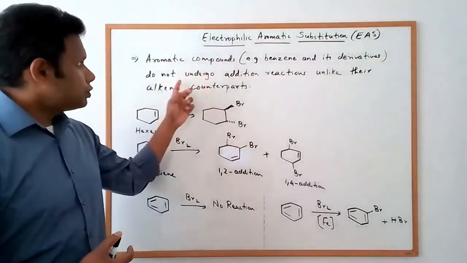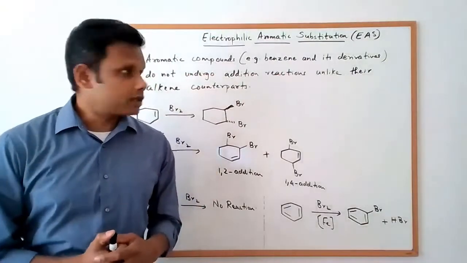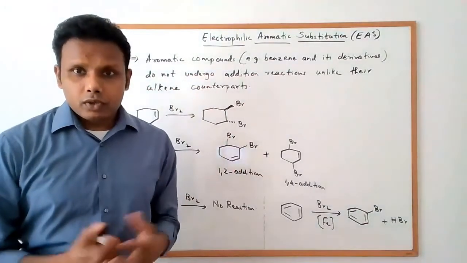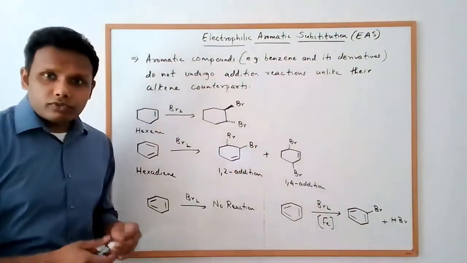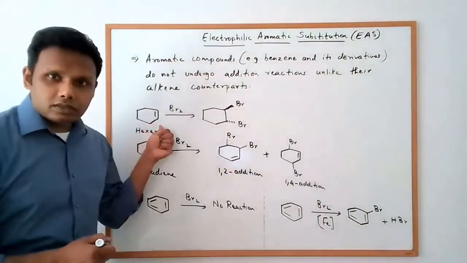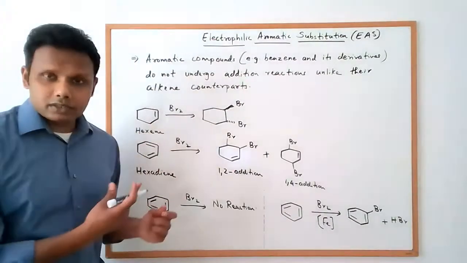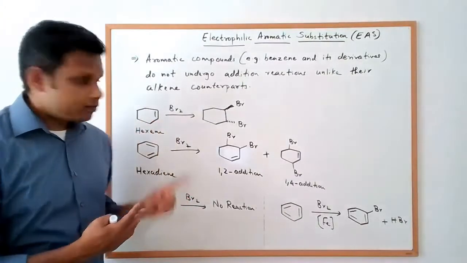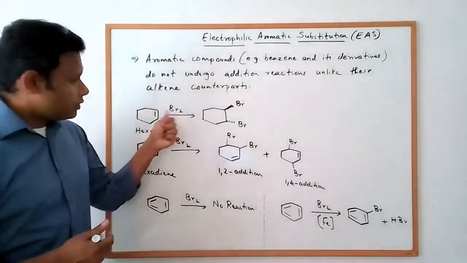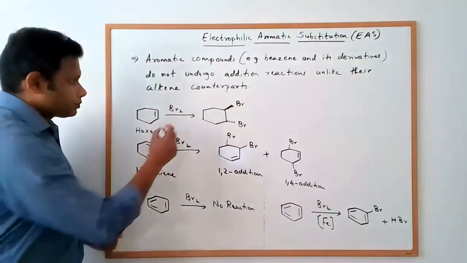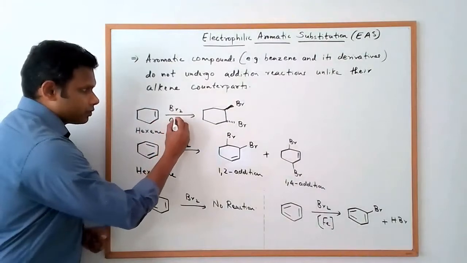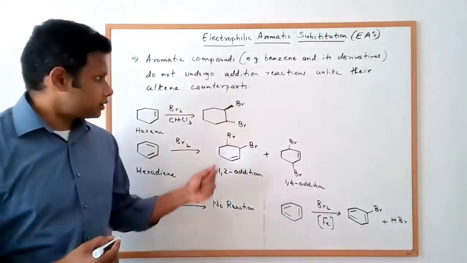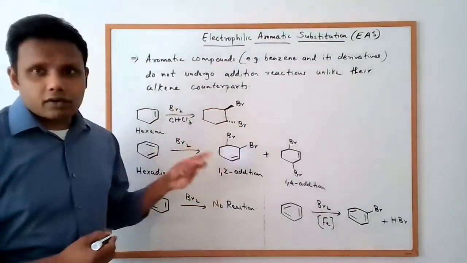So aromatic compounds do not undergo addition reactions unlike their alkene counterparts. What do we mean by that? Now, what we know from before is that alkenes, so think cyclohexene, a simple alkene that has some structural similarity to benzene, has a 6-membered ring. If we react this with bromine in a non-coordinating solvent like chloroform, we will get a halogenation reaction. So we get two bromines that are added.